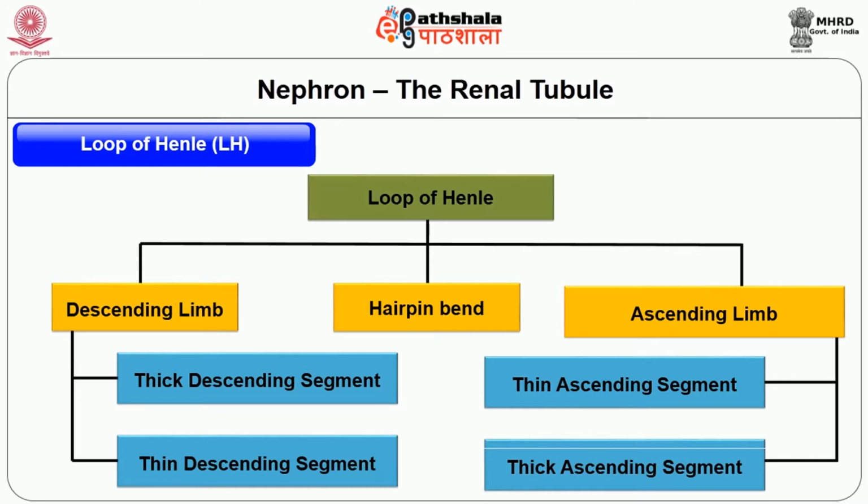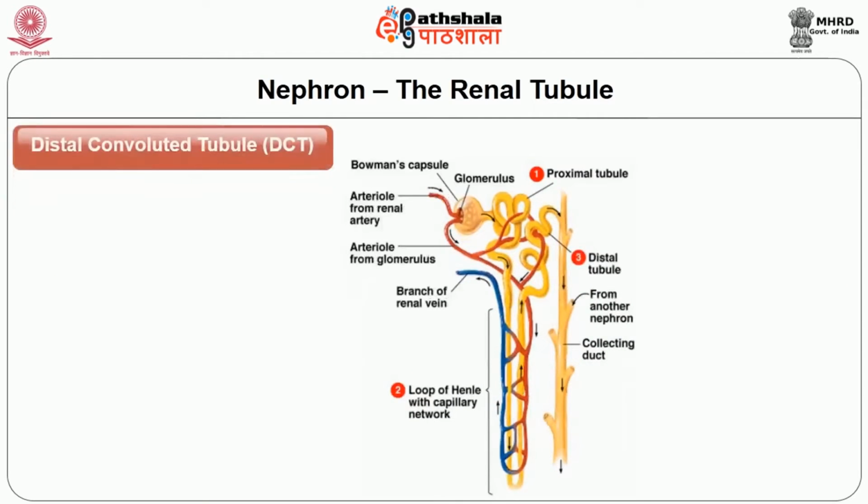The terminal portion of the thick ascending segment, which runs between the afferent and efferent arterioles of the same nephron, forms the macula densa. Macula densa is a part of the juxtaglomerular apparatus. The thick ascending segment ascends to the cortex and continues as the distal convoluted tubule. The distal convoluted tubule occupies the cortex of the kidney and opens into the collecting tubule. Its length is 14.5 to 15 millimeters and its diameter is 22 to 50 microns.